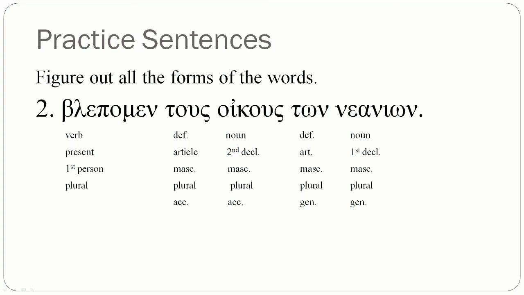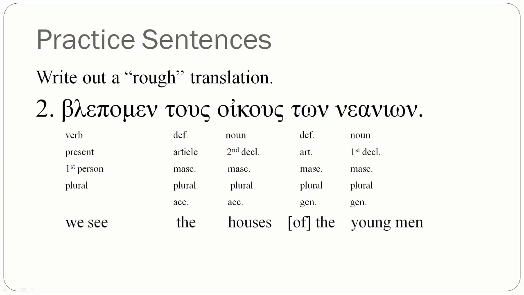Now you can write out a rough translation. Blepamen is from the word I see, but the first person plural is we see. If you look at the other words in this sentence, there are no nominatives, so that is your subject: we, first person plural verb, we see. Blepo means I see, so blepamen, we see. And tous oikous, accusatives, the houses. And then ton neanion is the young men, but it is genitive, so it's the houses of the young men. This is not part of a prepositional phrase, so we will keep that genitive use of.